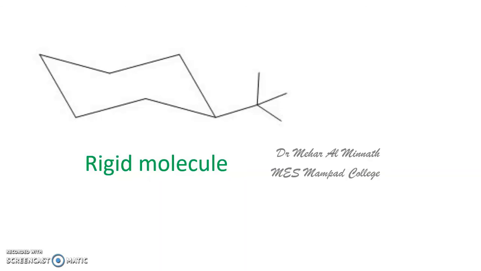So these are called rigid molecules, wherein there is a bulky substituent attached. And such substituents are called anchoring groups. It will anchor the molecule to that particular conformer. The way a ship is anchored using an anchor, similarly, the molecule is anchored to the equatorial conformer by bulky groups like the tertiary butyl group, phenyl group, isopropyl group, etc.